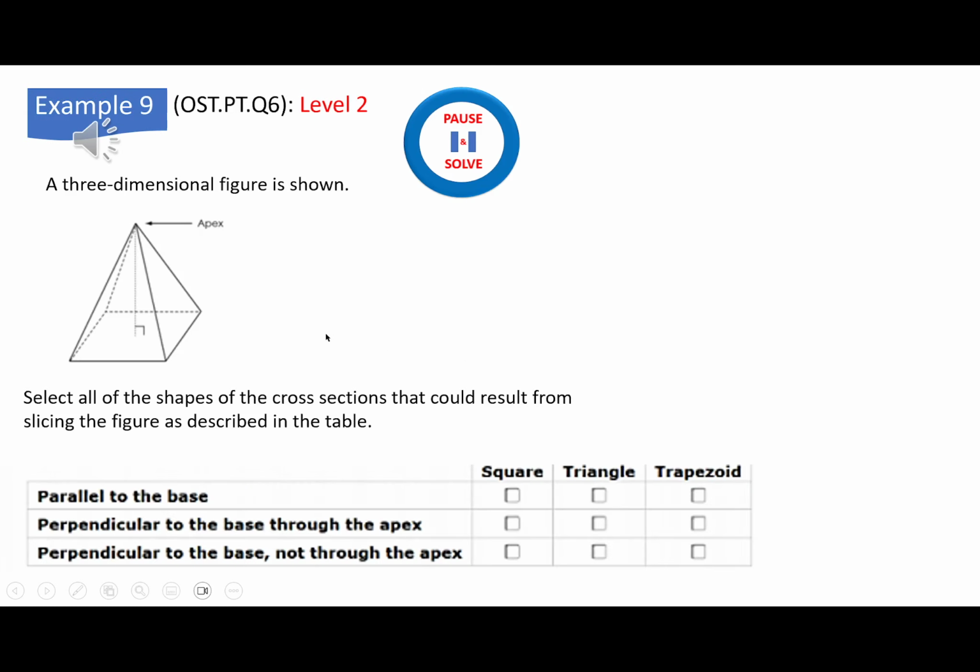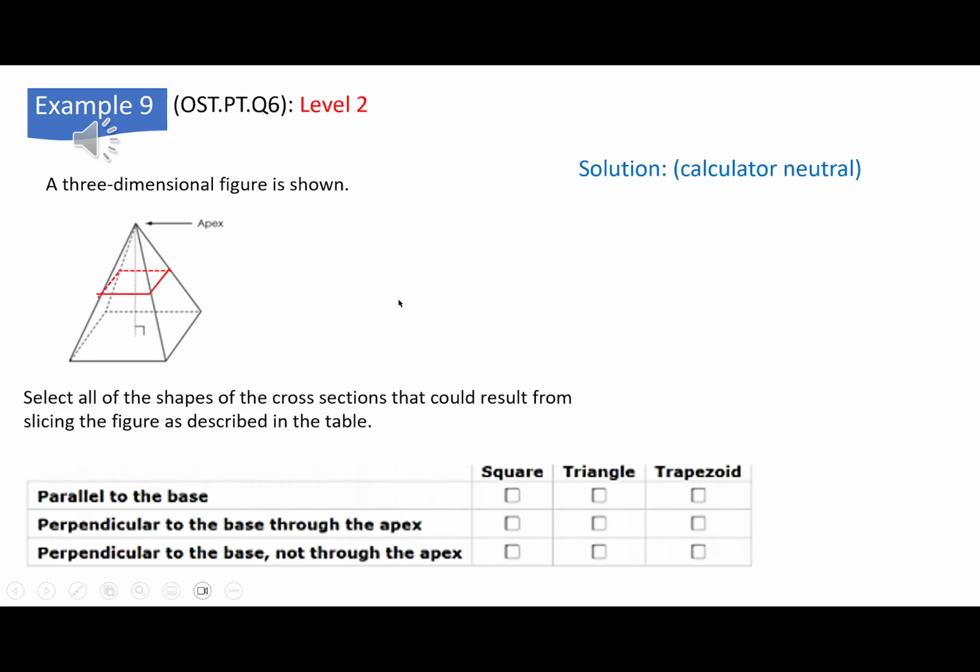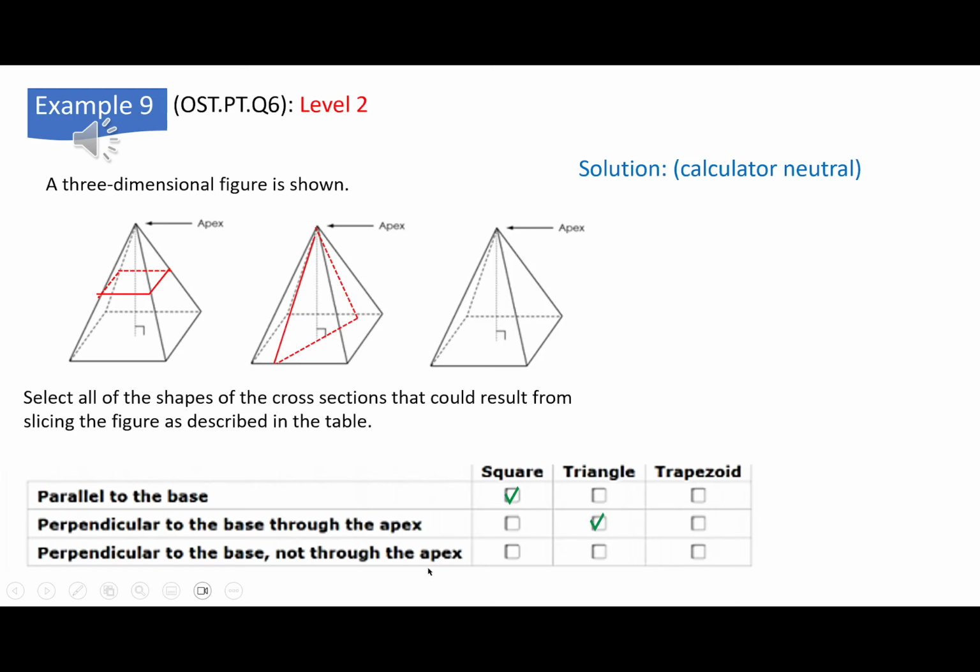Example 9. A three-dimensional figure is shown. Select all of the shapes of the cross sections that could result from slicing the figure as described. It's the same language here. First, parallel to the base. Parallel to the base, again, you will get the same as the base, only smaller. So you get a square. Perpendicular to the base through the apex, you get a triangle. Perpendicular to the base, not through the apex, you get a trapezoid.